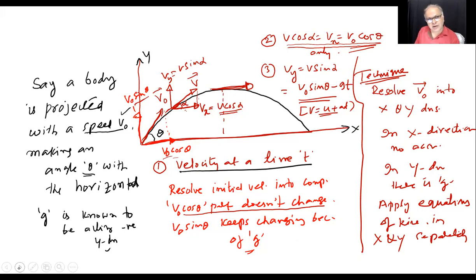Studying the motion meant what? Finding out velocity as a function of time. Finding out position as a function of time. Position means x and y coordinates. And then eliminating time from x and y coordinates, we've got the path of the particle. And we found out how much time it takes to fall back to the ground, how much greatest vertical height it reached, and the range. All these things we found out.